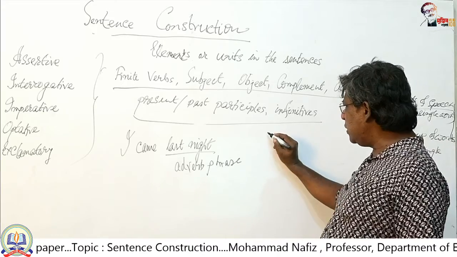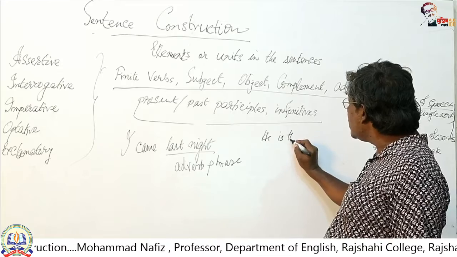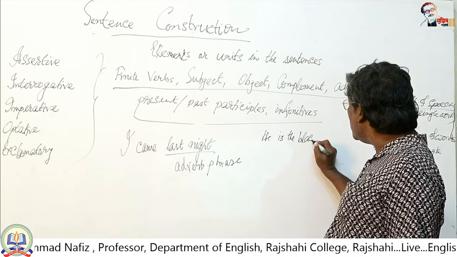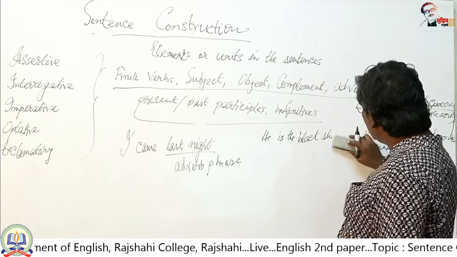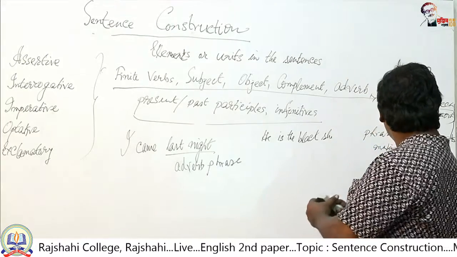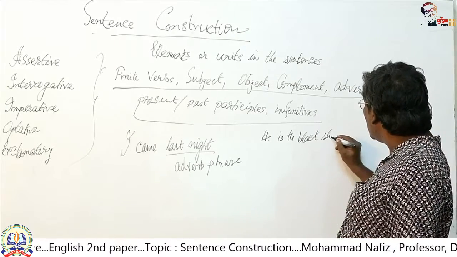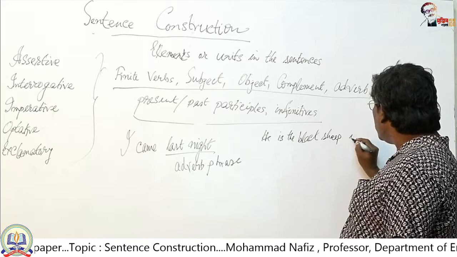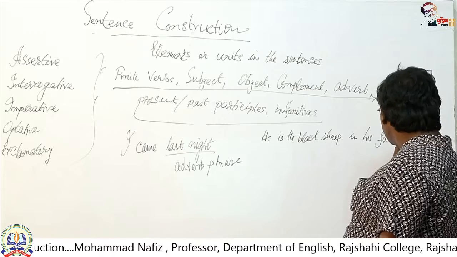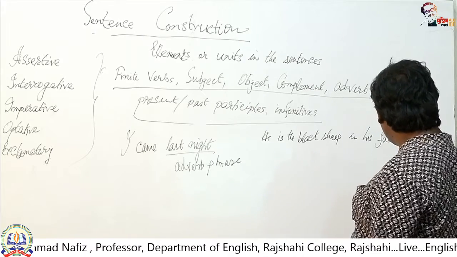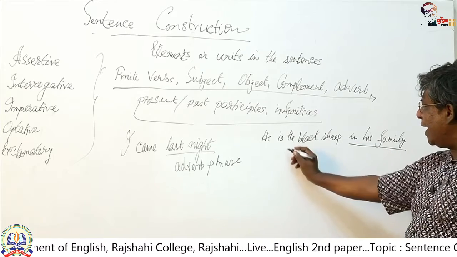But when we say, he is the black sheep in his family, look, we have two units in this sentence making two phrases, in his family and the black sheep.